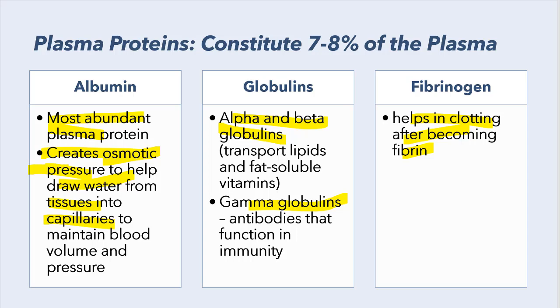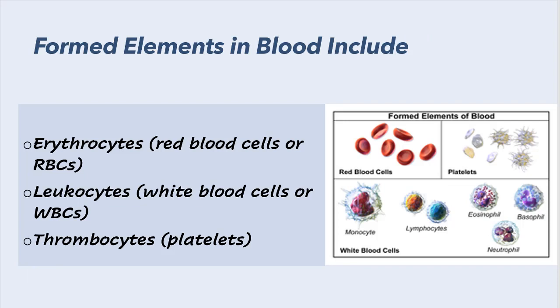And then we have the formed elements of the blood, and those include three major components: erythrocytes, which are also known as red blood cells, we can call them RBCs, leukocytes, known as white blood cells, and the last components are platelets, also known as thrombocytes.